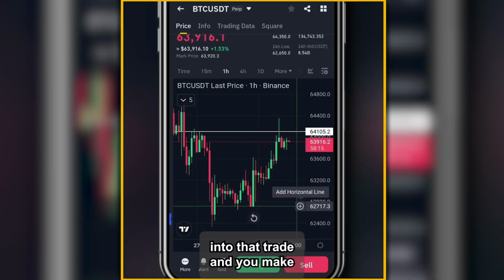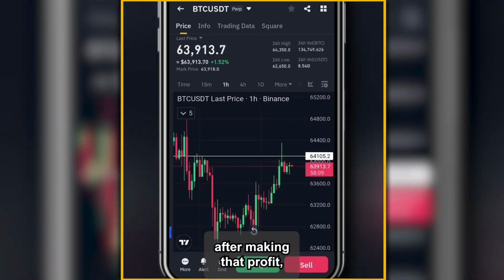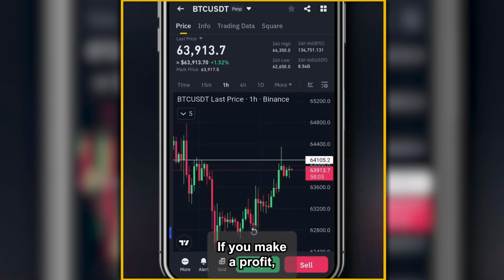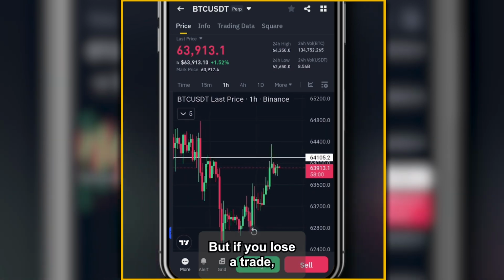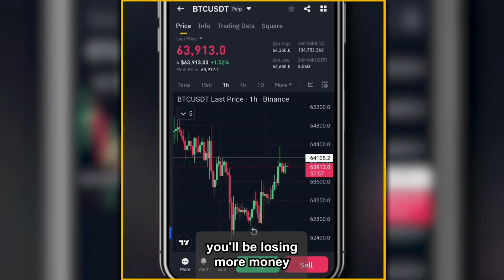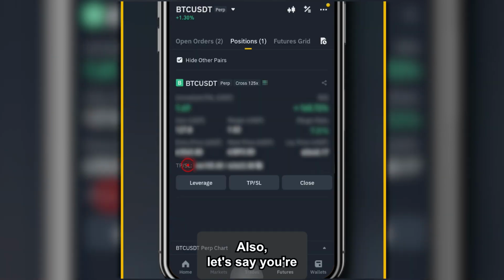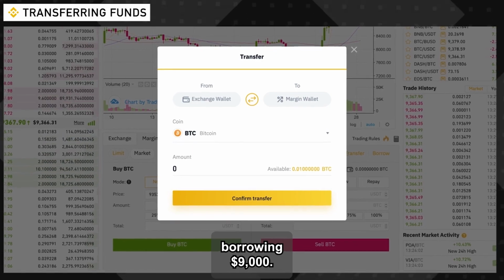Now, if you go into that trade and you make whatever profit you make, after making that profit, you have to return the $2,000 you borrowed. If you make a profit, this does not affect you. But if you lose the trade, you'll be losing more money because you are now owing Binance. Also, let's say you're doing isolated margin trading where you can pick as high as 10x leverage. Then for 10x leverage, let's say you're trading with $1,000 and you want to trade with $10,000, borrowing $9,000.